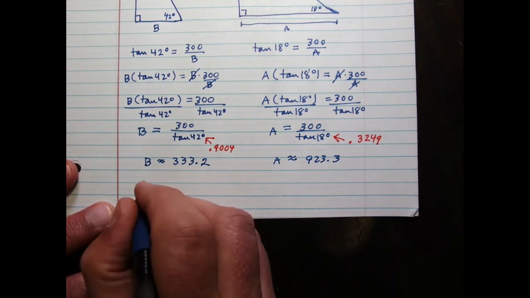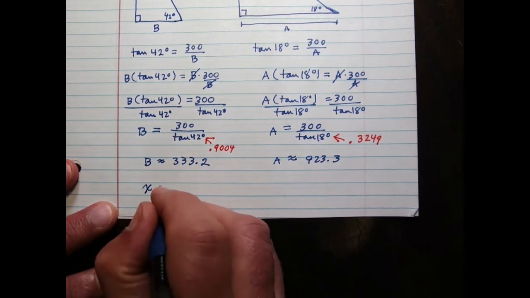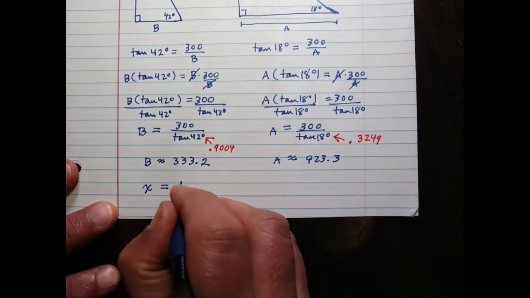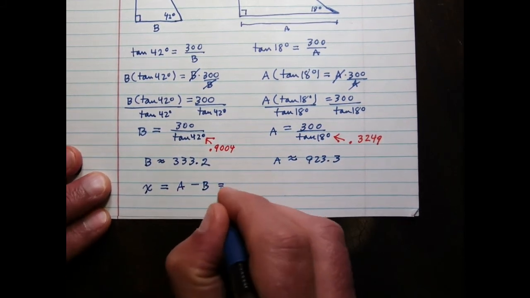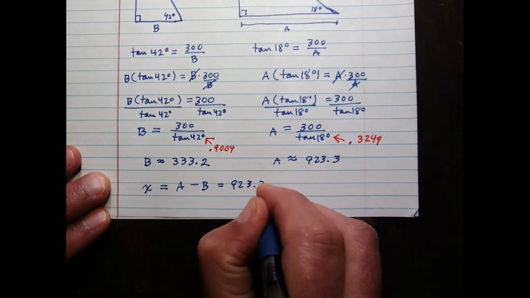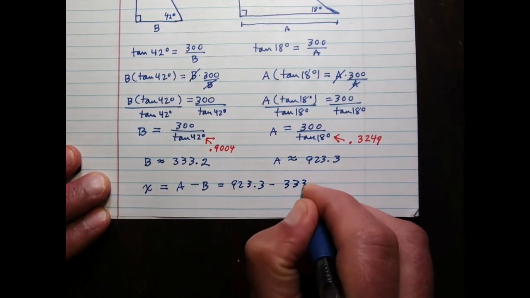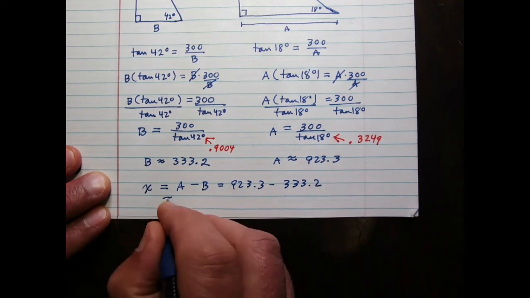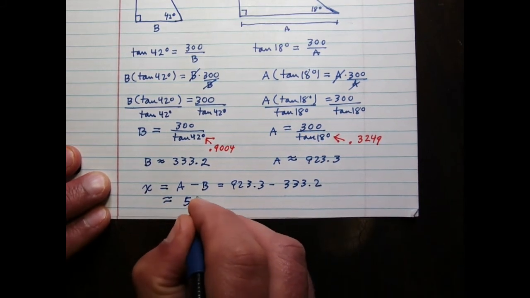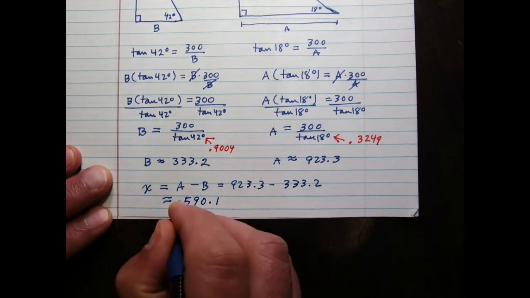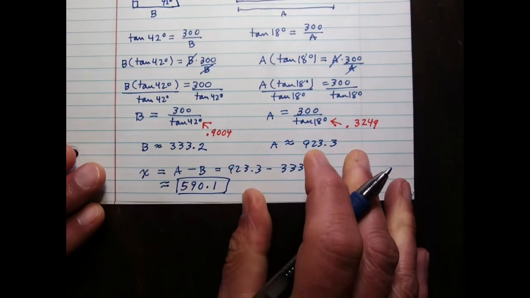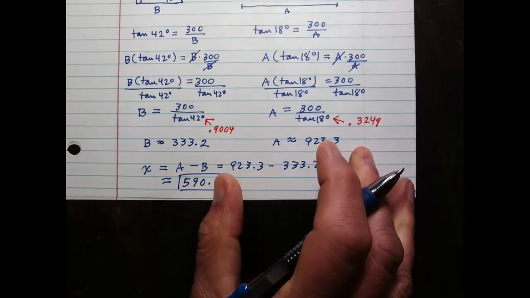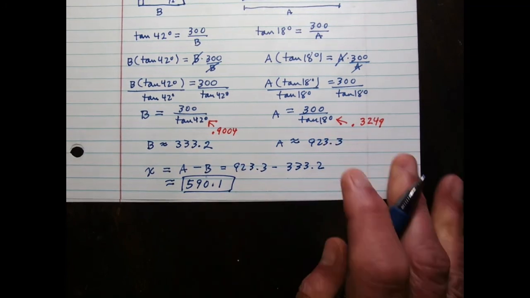So what do we want? We want x, right, is equal to A minus B, which is 923.3 minus 333.2. So x is about 590.1. That's our x value for this problem.